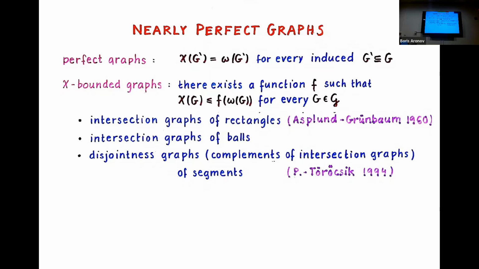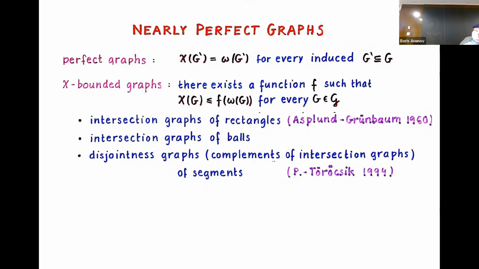So what they proved, more precisely, was that chi is at most big O of omega squared. But it doesn't matter. It's important only that it is bounded by a function of omega. If it were bounded by 2 to the 2 to the omega, it would be fine. Of course, it's a weaker result, but then according to this definition, they are also nearly perfect.